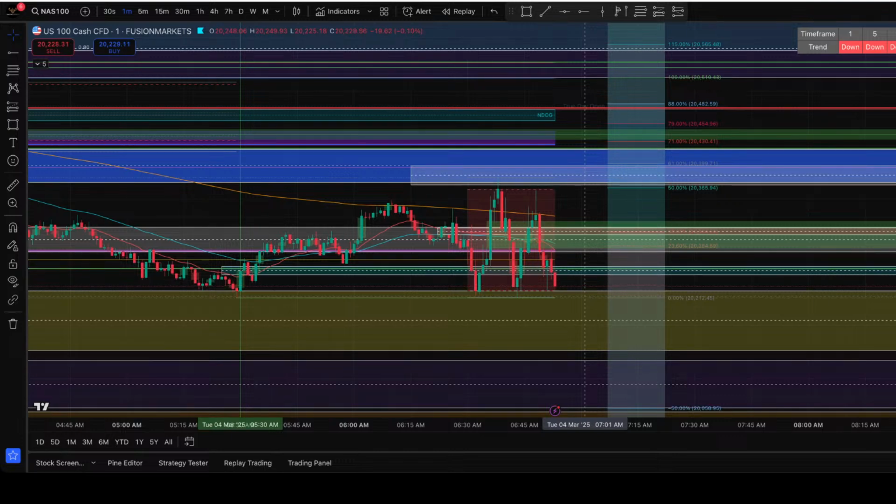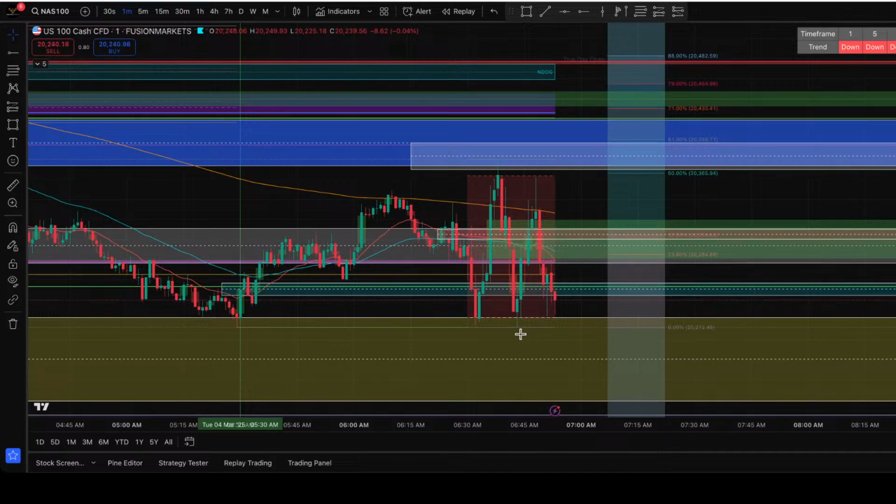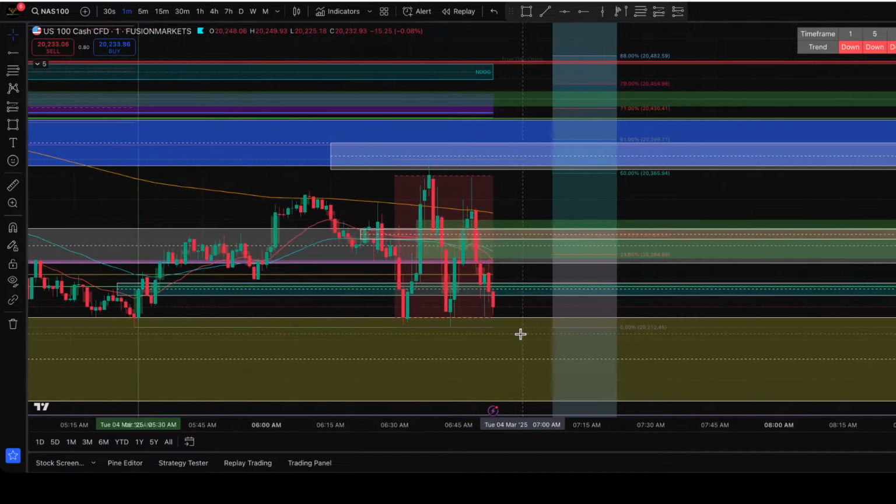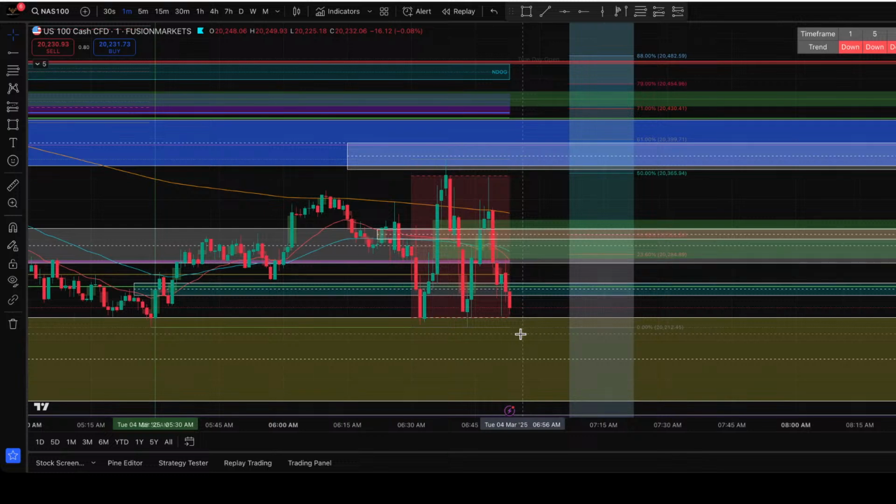So if that's something you guys can't handle, know that ahead of time. This is not for everybody. They're trying to trap you. And they're not happy until they do so. That's a lot of traps right there. A lot of people went long, a lot of people went short. We didn't do anything. We're waiting.